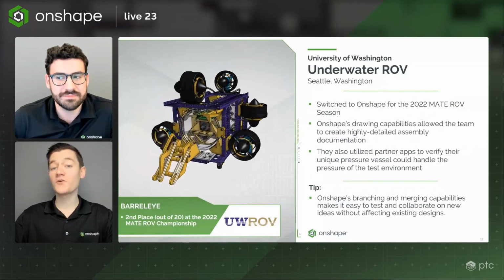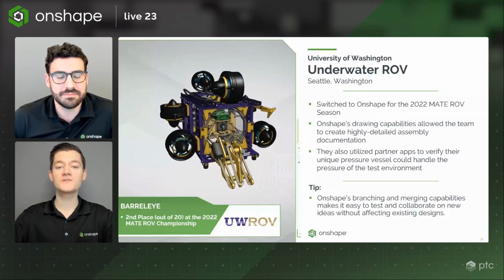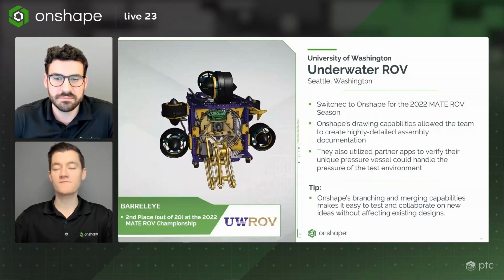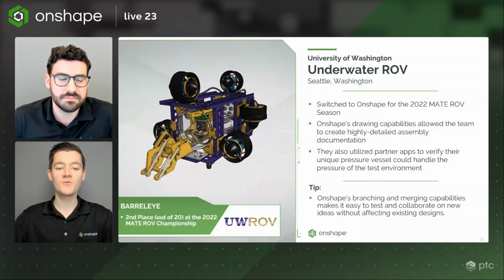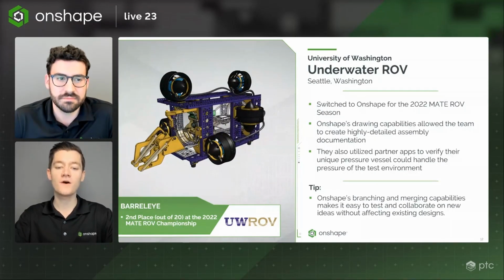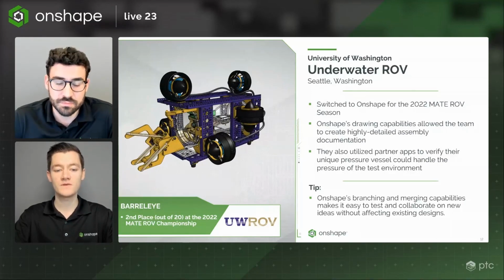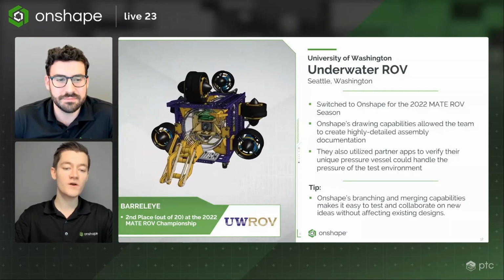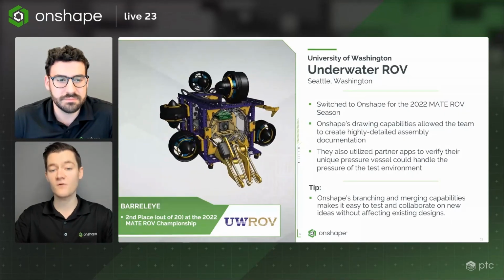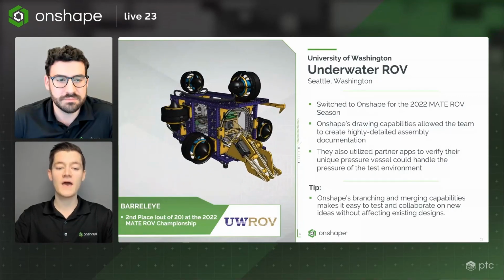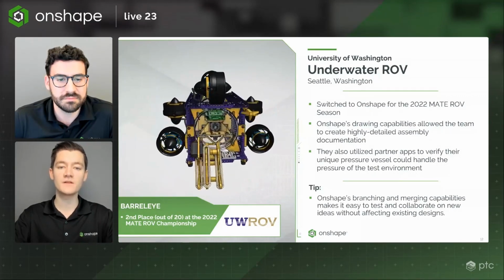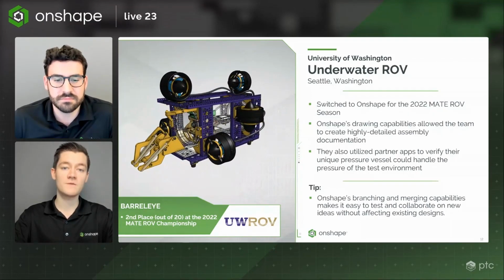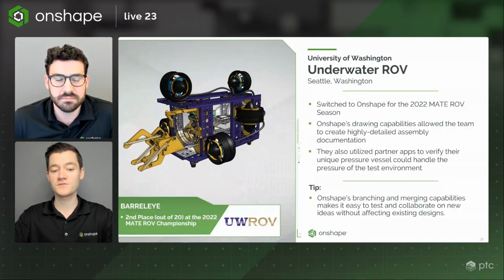Our next team is the Underwater ROV team at the University of Washington in Seattle. This team is a more recent convert to Onshape, but they are definitely not switching back after it helped them put up their best performance at the 2022 MATE ROV Championship. They've used Onshape in a number of really cool ways, such as designing their own electronics pressure vessel and then testing it in SimScale, one of our partner apps. They're also heavily utilizing Onshape's branching and merging capabilities to make it easy for team members to try out new designs, and when the team votes to keep an idea, they can merge it into their official design branch.